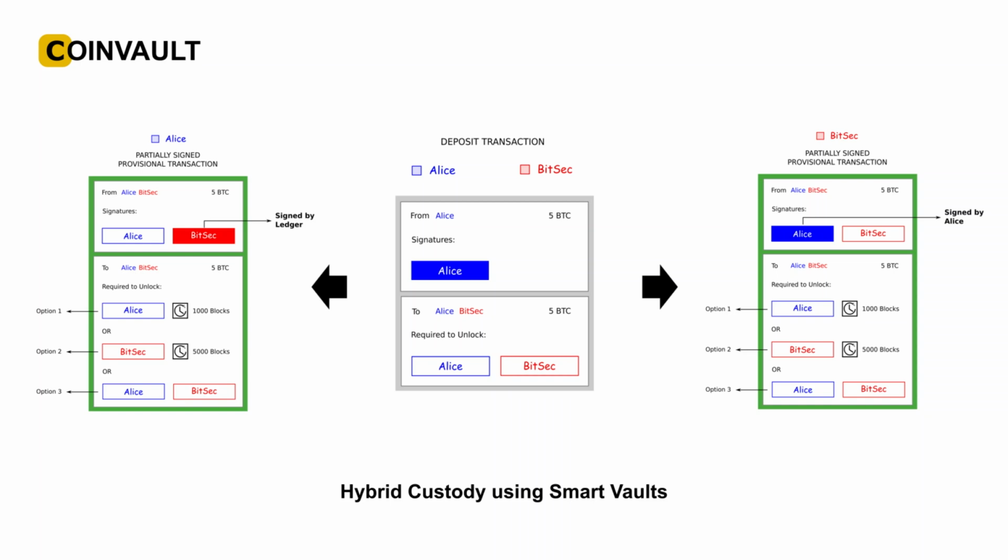If you recollect from the setup process, Alice has a partially signed provisional transaction, with BitSec's signature already added to it, which she can sign with her private key at will, and broadcast as and when necessary. Similarly, BitSec has a partially signed provisional transaction with Alice's signature already added to it, which BitSec can sign with its private key, and broadcast as necessary. This independence is what guarantees certain outcomes, and protects Alice's Bitcoin.